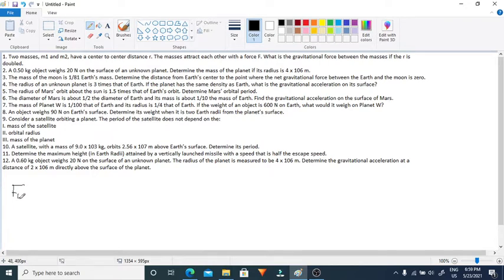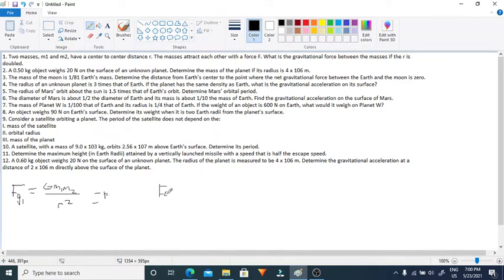The equation we'll have to use for this is on the formula sheet. Force due to gravity equals G, the gravitational constant, times M1 times M2, which are the two objects you're measuring the force due to gravity between, over r squared, r being the distance between them. I'll denote this as force due to gravity 1, and it's saying this equals force F. So what is the gravitational force between the masses if the r is doubled?